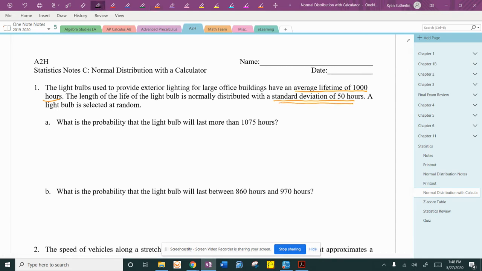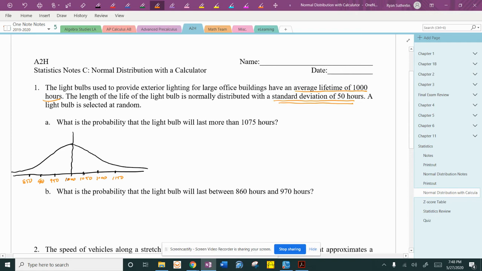Now, before I even go through the questions, I'm going to go ahead and draw our bell curve and label what we know. So 3 standard deviations above, 3 below. We have 1,000 here in the middle. So 1,050, 1,100, and 1,150, and then 950, 900, 850.